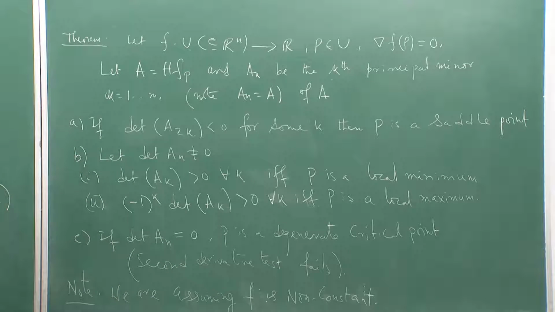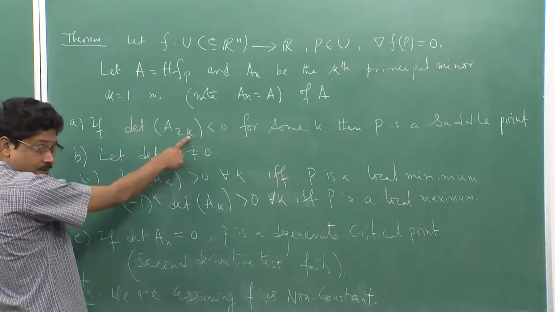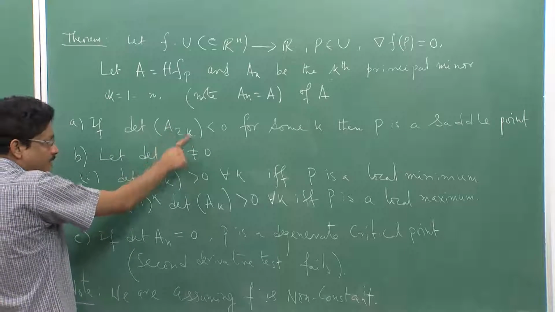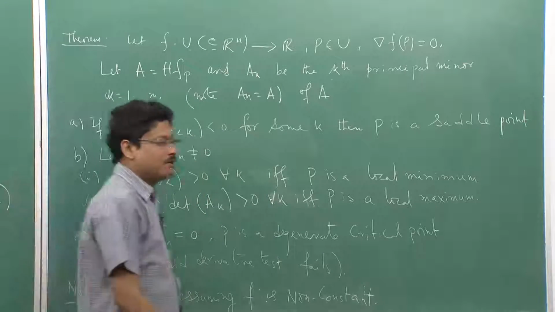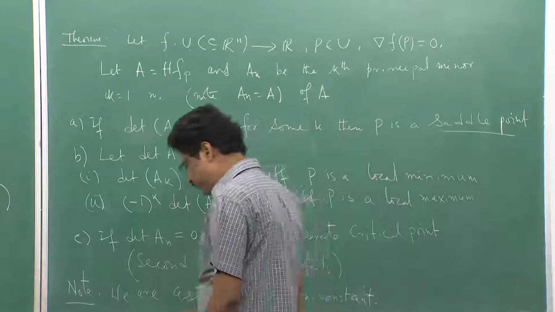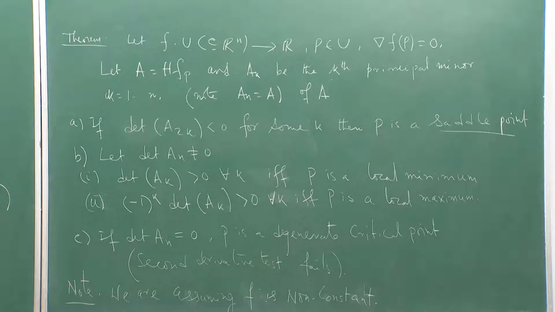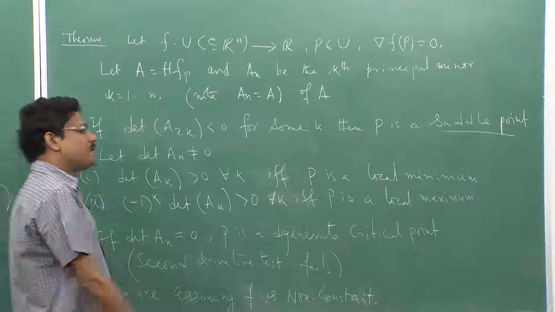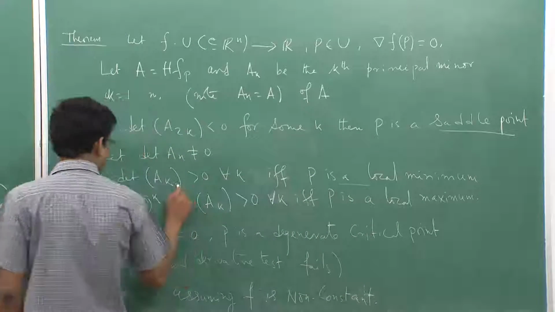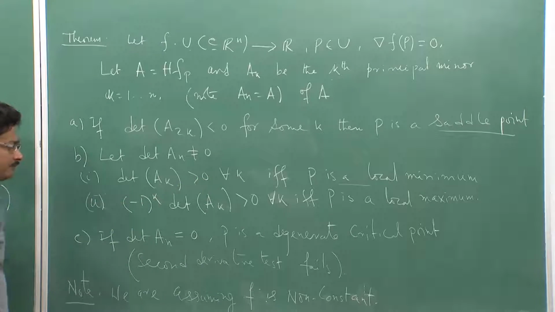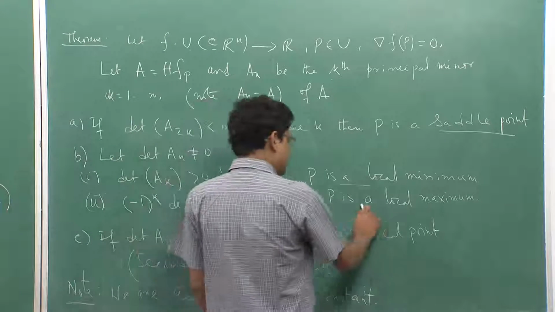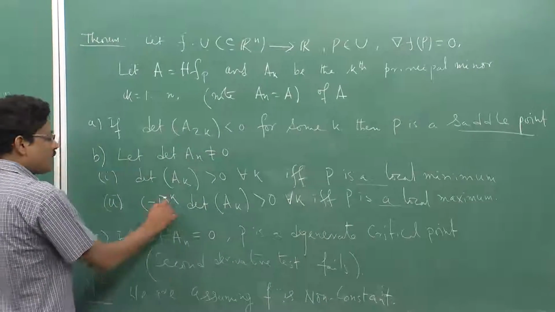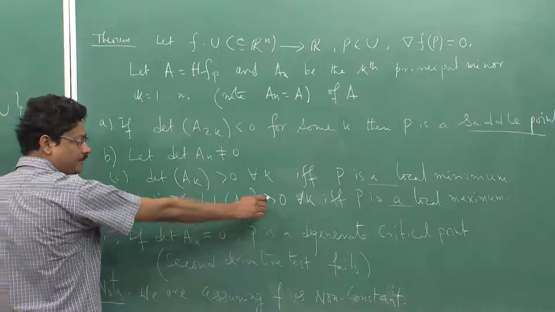So, what is the test? Well, if for some even number 2k, the determinant of the principal minor A 2k is less than 0, then P is a saddle point. Now, if the determinant of A n is not equal to 0, that is, P is a non-degenerate critical point, meaning the Hessian at P is an invertible matrix, then P is a local minimum if and only if every principal minor of A has positive determinant. Similarly, P is a local maximum if minus 1 power k times the determinant of A k is greater than 0 for every k.